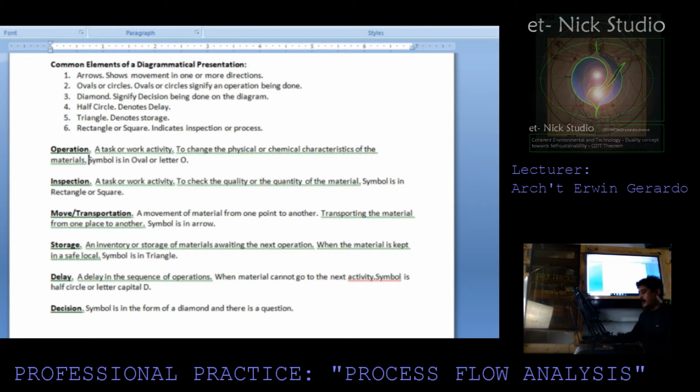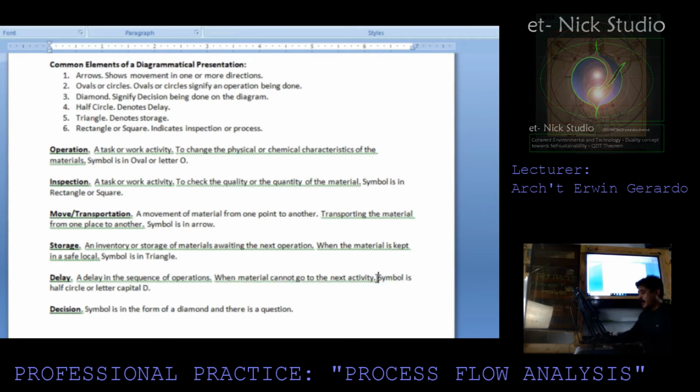Storage is an inventory or storage of materials, awaiting the next operation, when the material is kept in a safe location. The symbol is a triangle. Delay is a delay in the sequence of operation when material cannot go to the next activity. The symbol is in the form of a half circle or capital letter D. Sometimes the delay is actually synonymous to what we call waiting time.